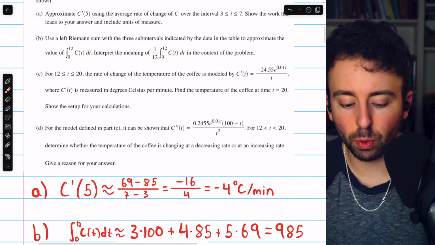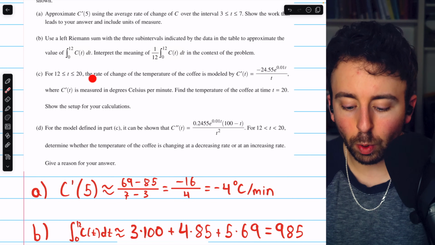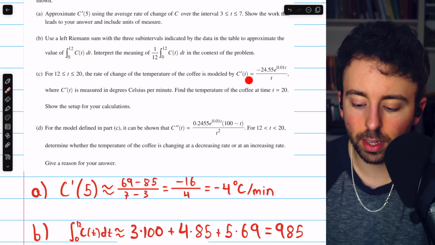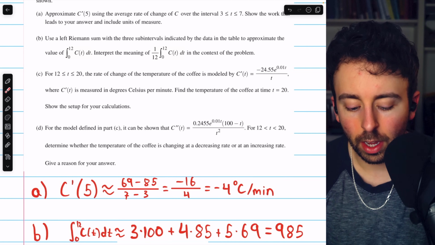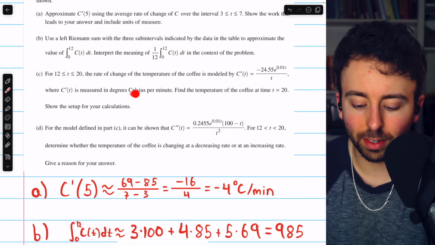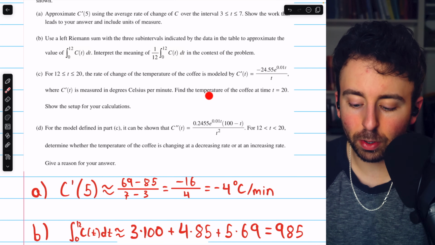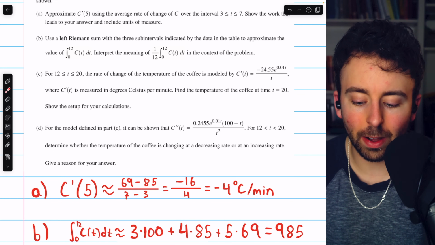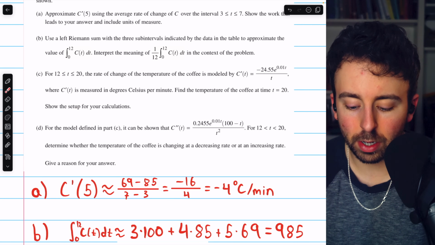For t between 12 and 20, the rate of change of the temperature of the coffee is modeled by C prime of t equals this expression, where C prime of t is measured in degrees Celsius per minute. Find the temperature of the coffee at time t equals 20 and show the setup for your calculations. So this will be pretty straightforward.